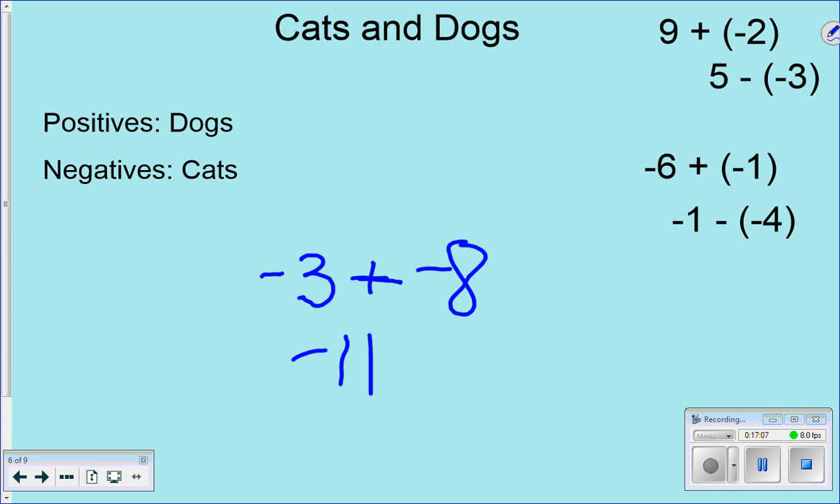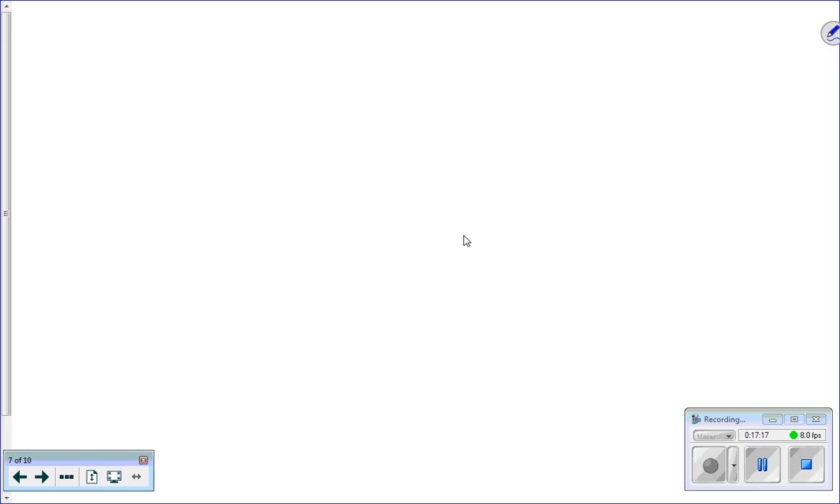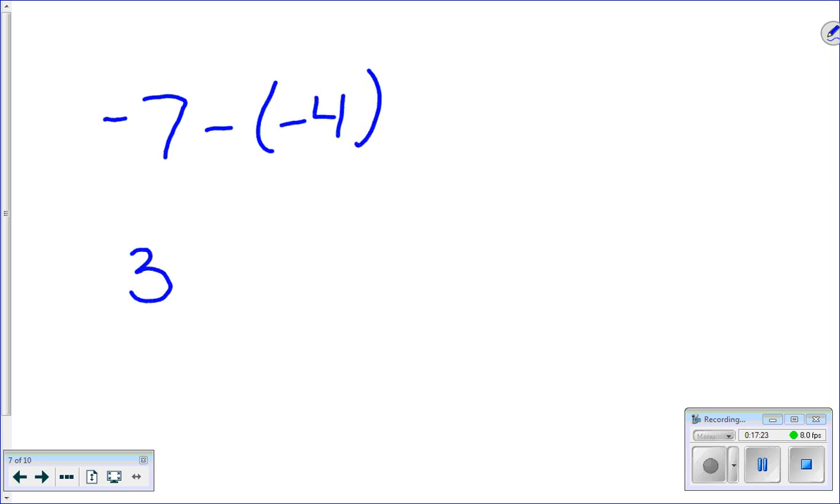Okay, I'm going to give you a few more, and I want you to do them at your seat, okay? Do them at your seat. I'm going to add a page in here. Okay, ready? And I'll do 2 more.